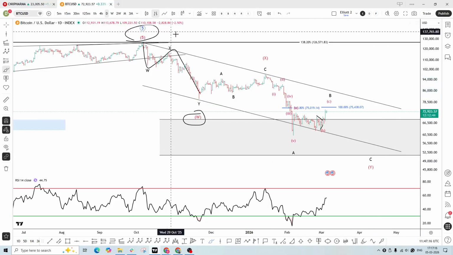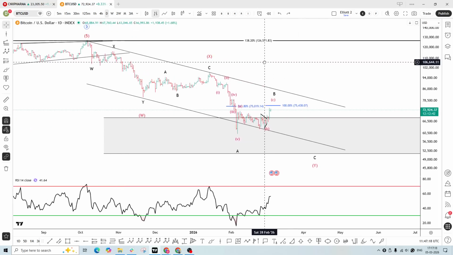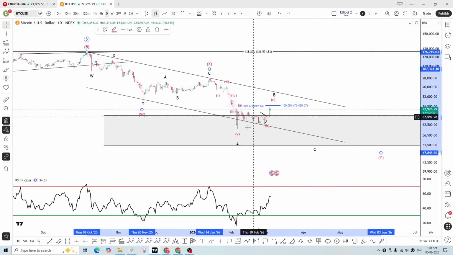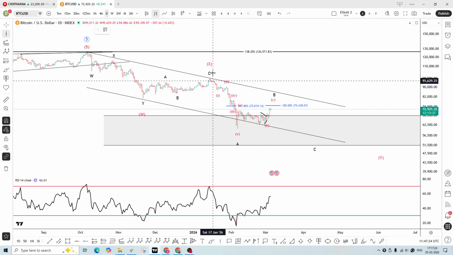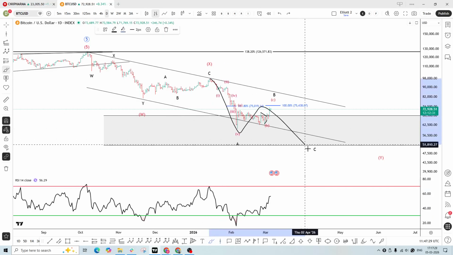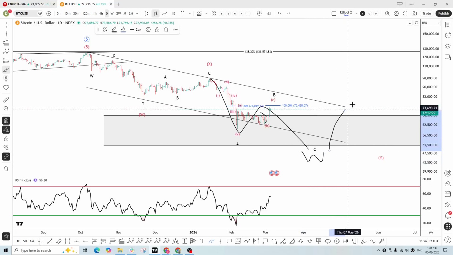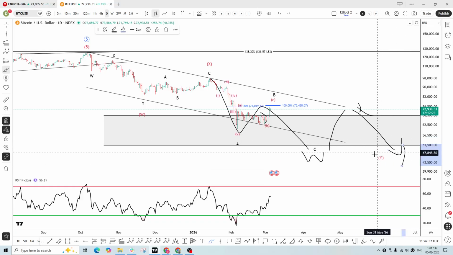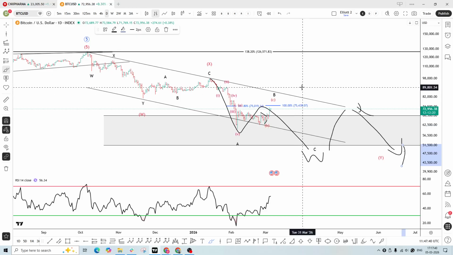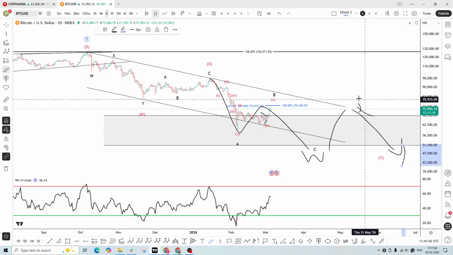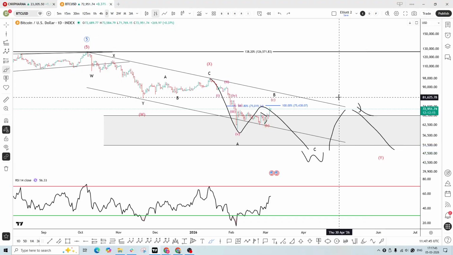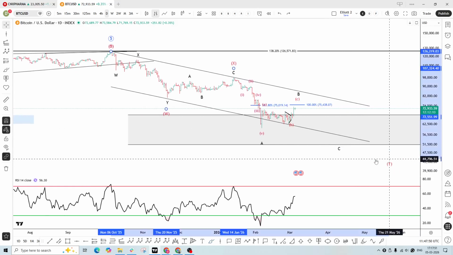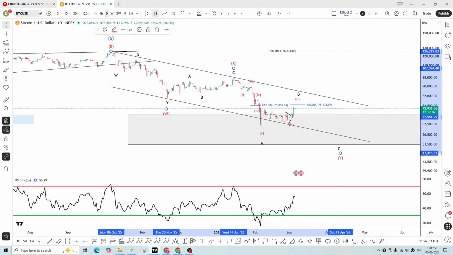Now for the Y wave, there could be two possibilities. We might complete this as an ABC, as a black color W. Then we go for the X wave. Then again we go for the Y wave, completing this red Y wave. So this could be the other possibility if Bitcoin wants to extend and spend time in correction. But if not, and if we are near the bottom only, then in that case the C wave is only the remaining.